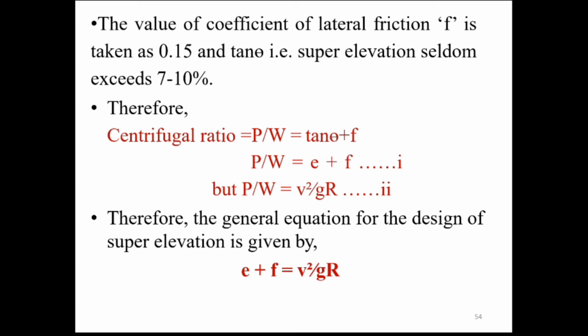Then the centrifugal ratio equals P by W equals tan theta plus F, and P by W equals E plus F, that is equation 1. But we know that P by W equals V square upon G into R, that is equation 2. Therefore, the general equation for the design of the super elevation is given by E plus F equals V square upon G into R.